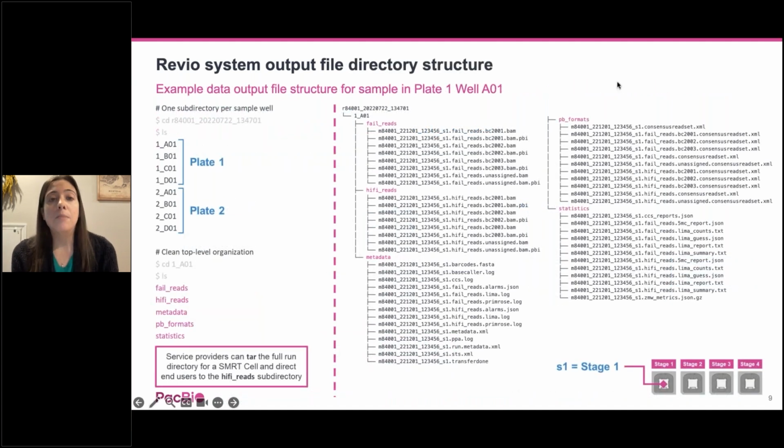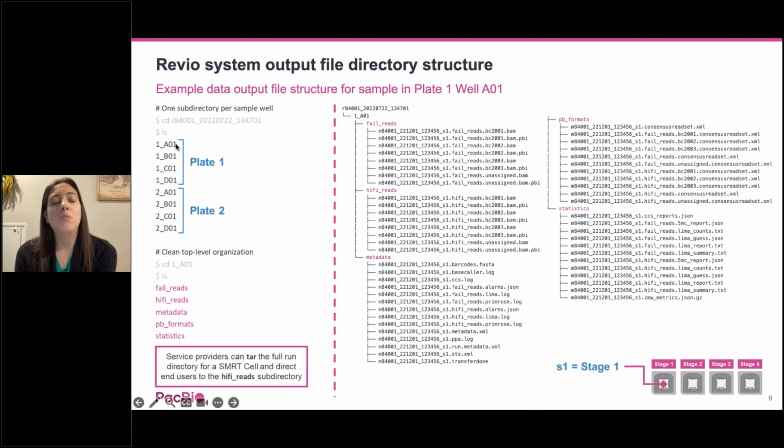Okay, and so if you were to look at an output file directory structure, the name of the directory is going to start with an R, meaning run, followed by a couple digits, which is usually a serial number of the Revio instrument the run was sequenced on, followed by the date and time. In that directory, there are a series of subdirectories representing the individual SMRT cells that were part of that run. The annotations A01, B01, C01, and D01 actually represent the well in a 96-well plate that your sample was put onto the instrument.